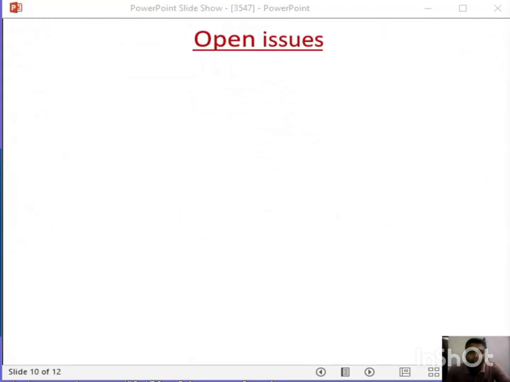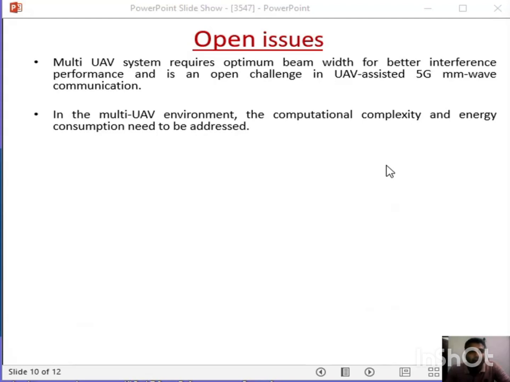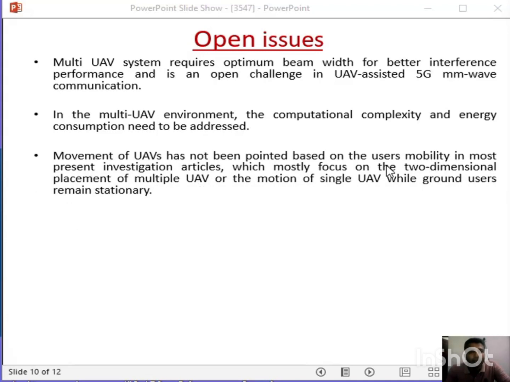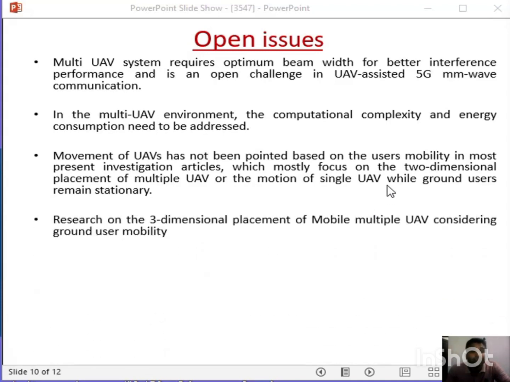So, after doing the systematic literature survey, we have identified a few open issues that need to be addressed. The first one is multi-UAV system requires optimum beamwidth for better interference performance and is an open challenge in UAV assisted 5G millimeter wave communication. Second one, in the multi-UAV environment, the computational complexity and energy consumption need to be addressed. Movement of UAV has not been based on the UAV user's mobility in most present investigation articles, which mostly focus on the two-dimensional placement of multiple UAVs or the motion of a single UAV while ground users remain stationary. Research on the three-dimensional placement of mobile multiple UAVs considering ground user mobility is another open issue.